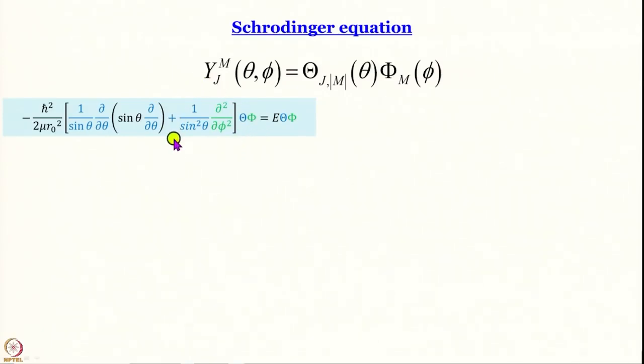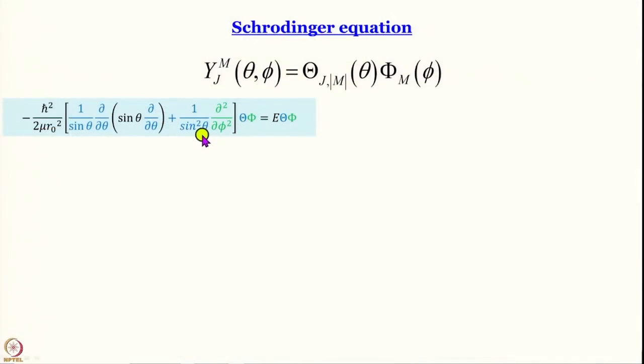Capital theta is constant, goes out, and you are left with del 2 capital phi del phi 2. In fact, it makes perfect sense to write d capital phi, d 2 capital phi, d phi 2, because there is no theta anymore. Capital phi is exclusively a function of small phi, so there is no point of writing delta anymore. I have continued with delta in the subsequent discussion, but I hope you understand that delta is not even required, d is fine. So, the second term will be capital theta by sin square theta multiplied by d2 capital phi d small phi 2.